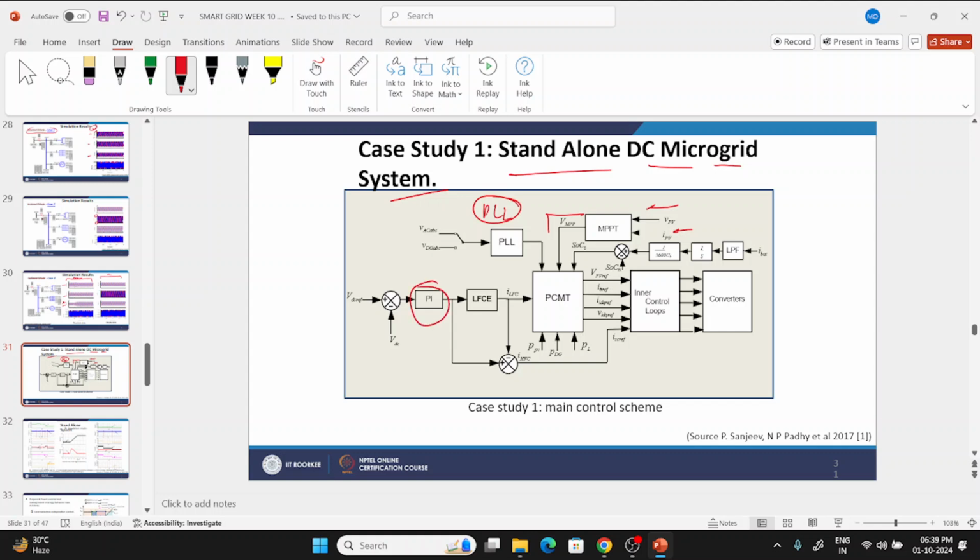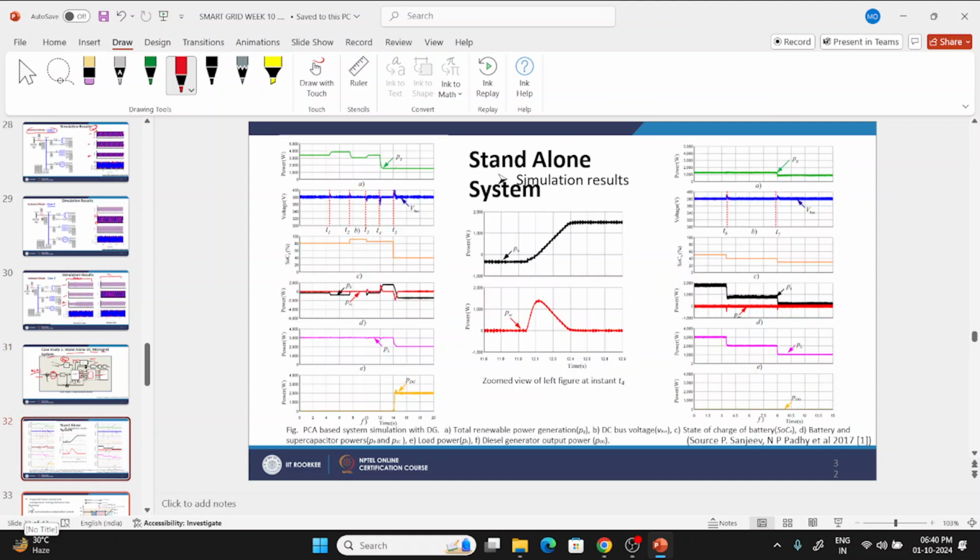Then there are PI controllers. In this, the reference DC voltage is given. Then all these reference currents will go to the inner controller loop, and after this, they are given as input to the converter. Based on that, we are going to see the control scheme. Here we are going to see a simulation with a DG.